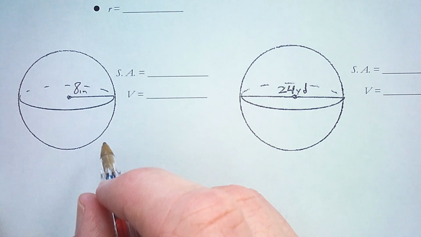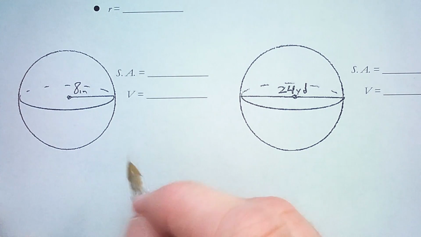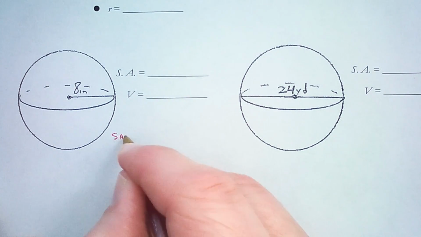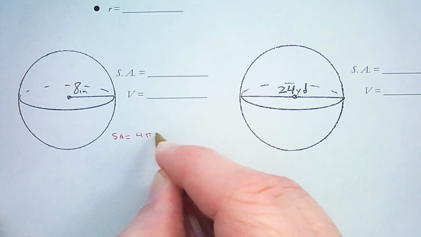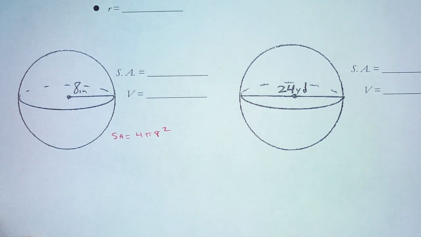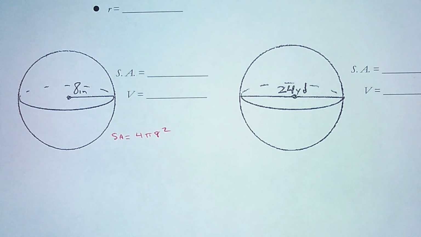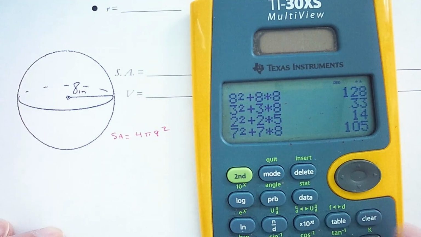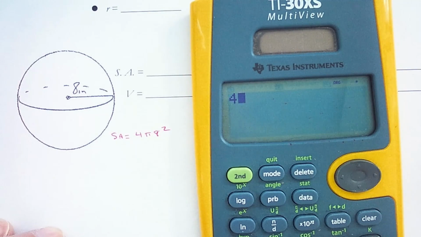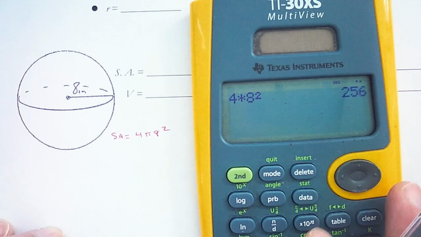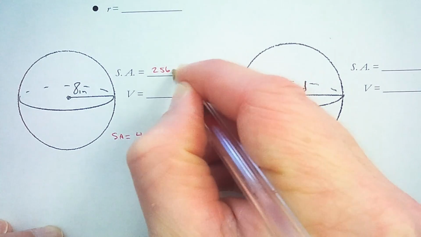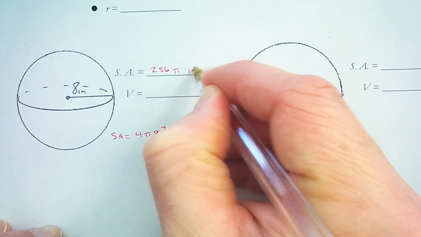So when we put this in our calculator, when there's pi involved, we won't put pi in our calculator. We'll just leave pi as part of our answer here. So the surface area is 4 pi r squared. That's 4 pi 8 squared. Okay, so we'll pull out our calculators and we'll put in everything except for the pi. So we have 4 times 8 squared. And that is 256. So the surface area is 256 pi, and that is inches squared.